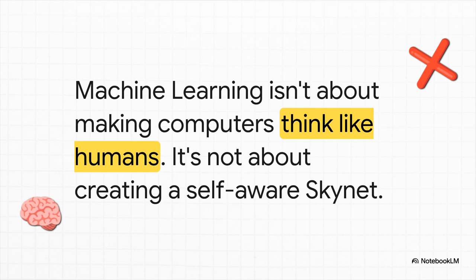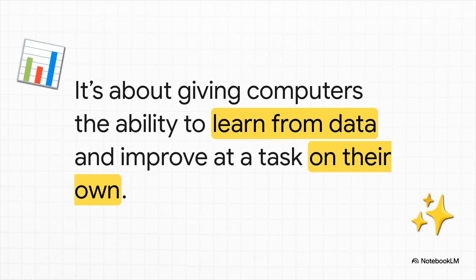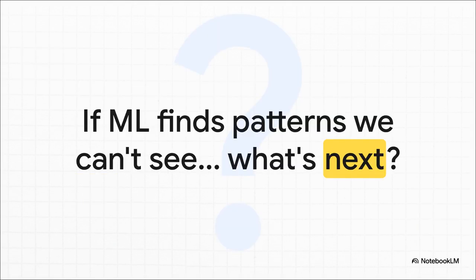So, when you boil it all down, if there's one thing to remember, it's this. Machine learning isn't really about making computers think like us. It's not about creating a human-like consciousness in a machine. It's actually about something a lot more practical, and frankly, maybe even more powerful. It's about giving computers the ability to learn directly from data and to improve at what they do, all on their own.